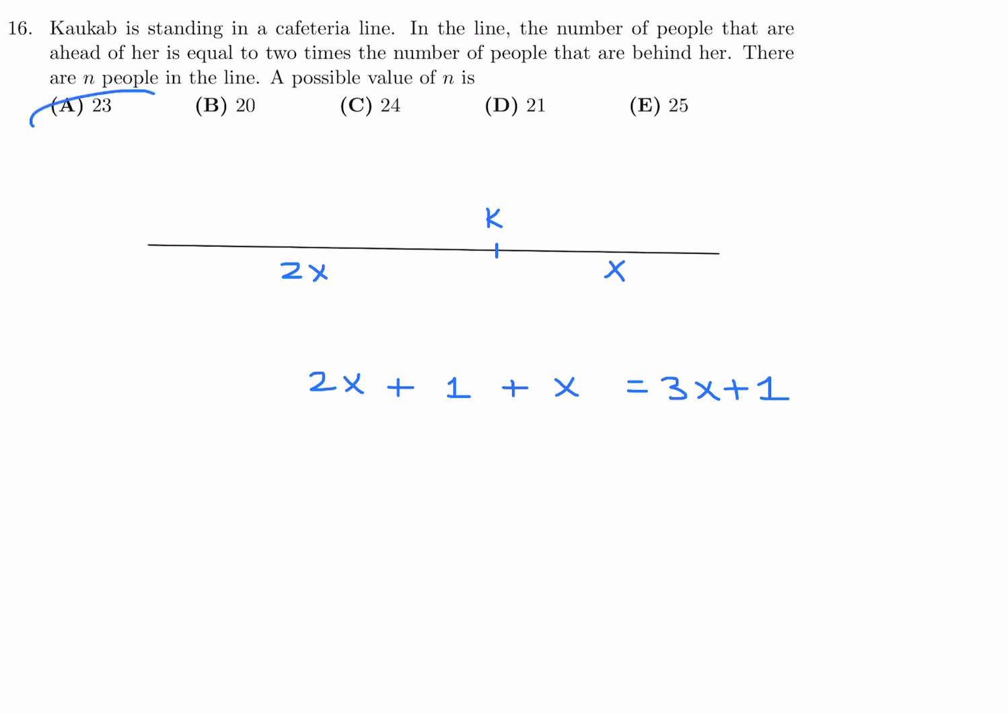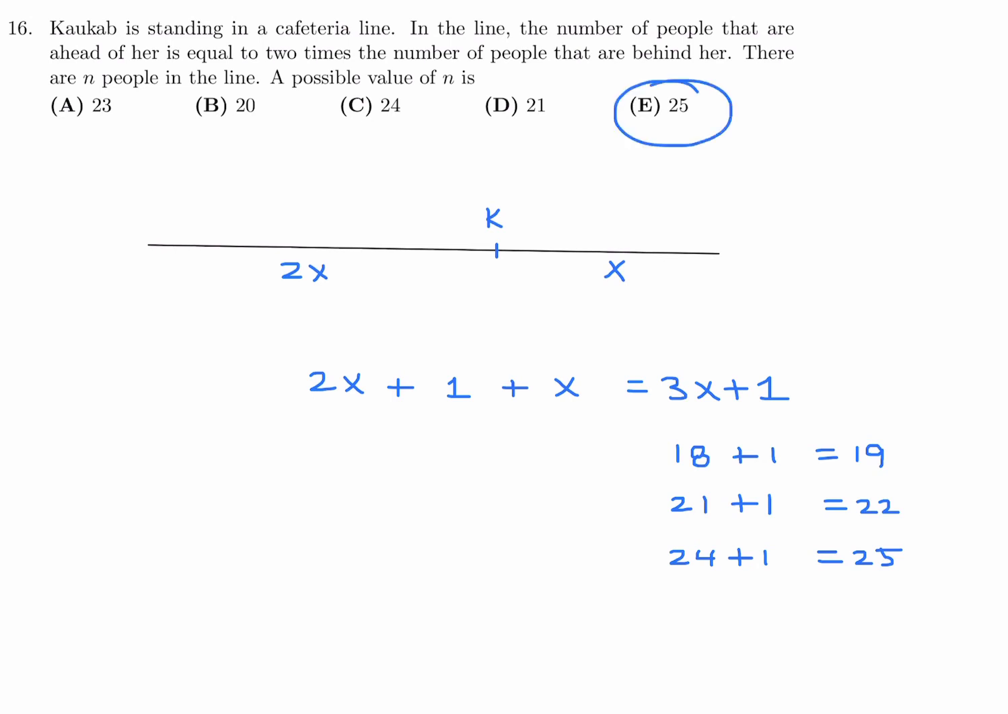And they're saying which one of these could be 3x plus 1. Well, 3x plus 1 is obviously a multiple of 3 plus 1. So, for example, if x was 6, that would be 18 plus 1, which is 19. If x was 7, that would be 21 plus 1, which is 22. If x was 8, it would be 24 plus 1, which is 25. And you get the idea. And of those, the only one that's present is 25. None of these else could be in the form 3x plus 1. So number 16, the answer is E.